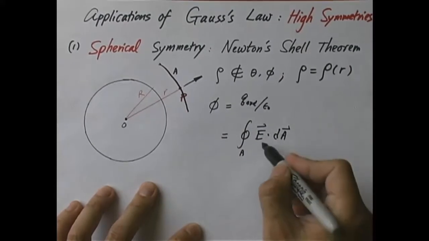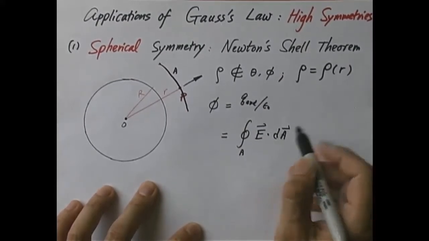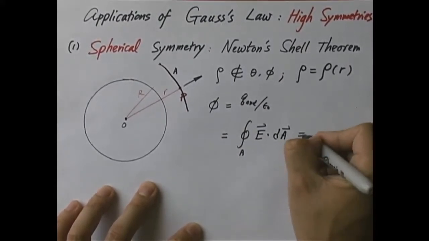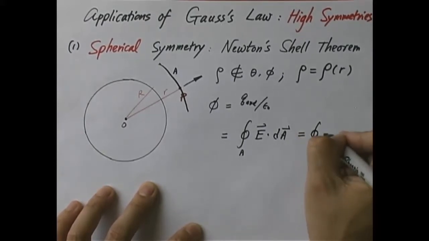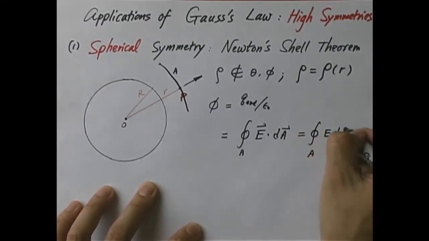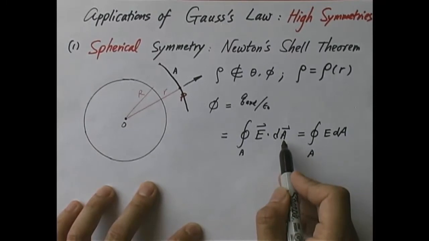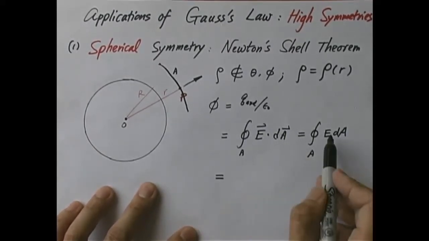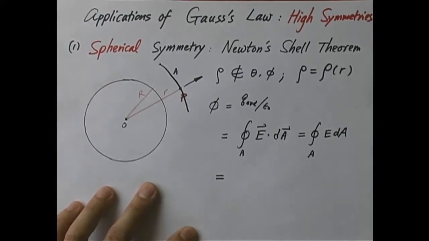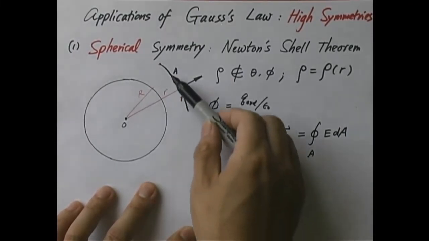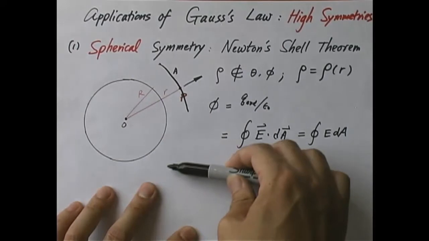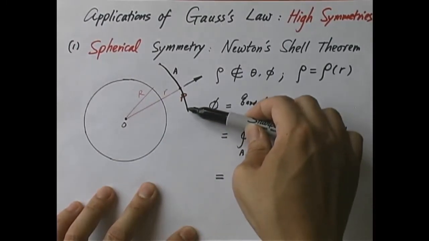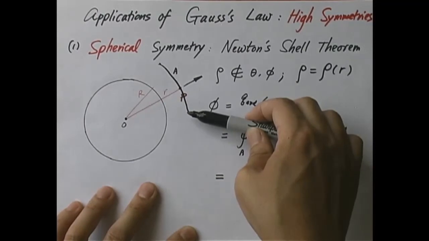So the first step is E and dA. They have the same orientation, therefore I can write this as just E dA. Okay, because the angle theta between them is 0, so cosine 0 is 1. That's the first step. And the second step, you'll notice that the magnitude of the electric field E is the same everywhere on that Gaussian surface, right? Because that's the symmetry of the problem.